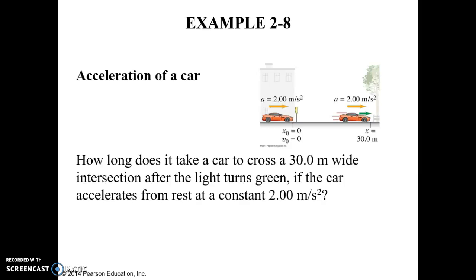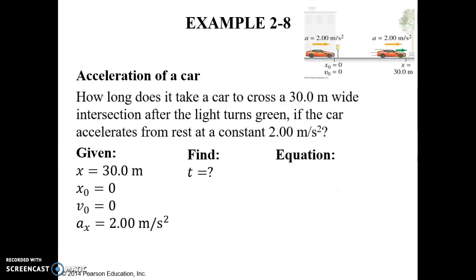Next example. How long does it take for a car to cross a 30-meter wide intersection after the light turns green if the car accelerates from rest at a constant 2 meters per second squared? First step, write out your givens. The final position is 30 meters. We'll assume the initial position is 0. It starts from rest, so the initial velocity is 0, and we're given that the acceleration is 2 meters per second squared. And what we're trying to find is how long, which is the variable t, for time.